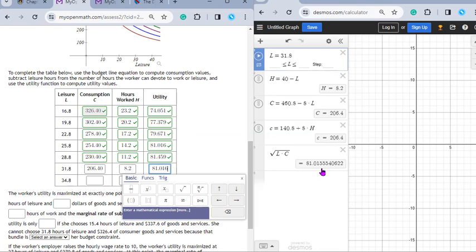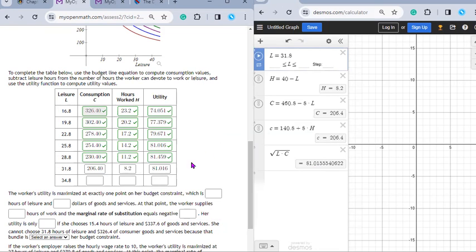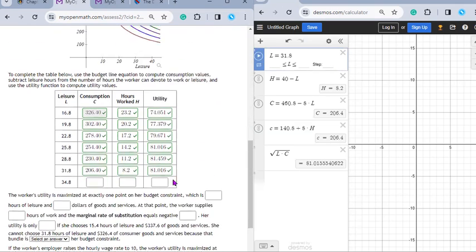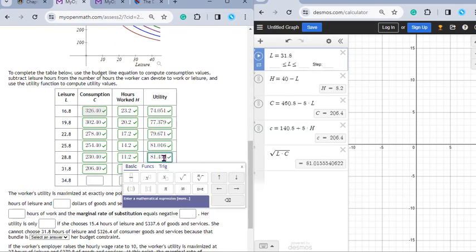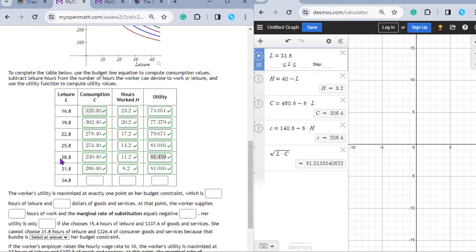81.016. And that's a 6 because that's a 5 right there. The fourth one's a 5. Now notice these two values are the same, right? So it looks like our utility is maximized when leisure is 28.8 and consumption is 230.40. Now your row where this occurs might be different than mine, right? Just depends on the algorithm.